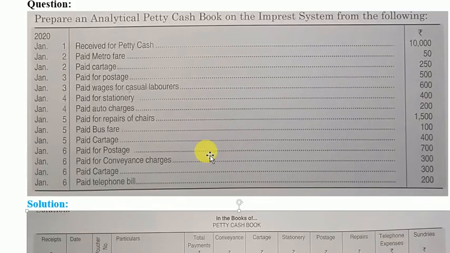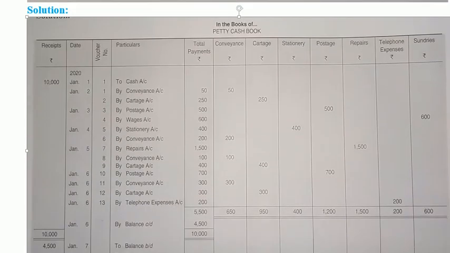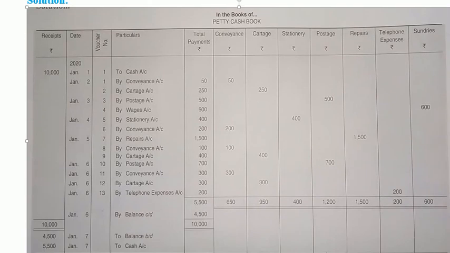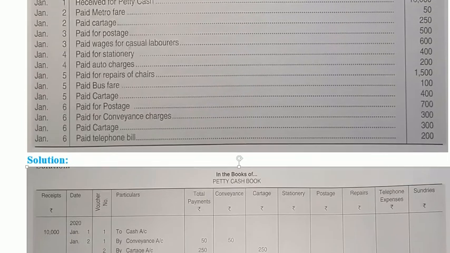Now proceed towards another one, that is by postage worth rupees 700. So again this postage expense will be recorded on January 6th with an entry of by postage 700 in the total payments column, and again what we'll do, we'll record this 700 in the postage column to find out total postage expenses incurred during the month or whatever the specified period prescribed by the head cashier.